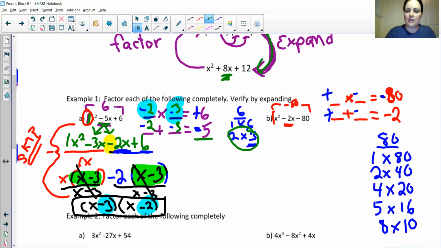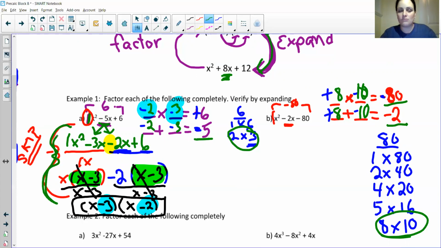And hopefully you see that 8 and 10 have a difference of 2. So to know which one's negative, it has to be the larger one. So that means it's going to be -10 and +8. And you can double check. Is +8 times -10 -80? Yes. Is +8 plus -10 -2? Yes. Do I have to do any of this long crazy stuff that I did in the other section?